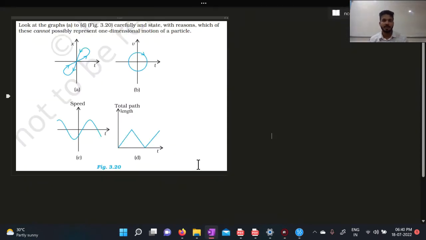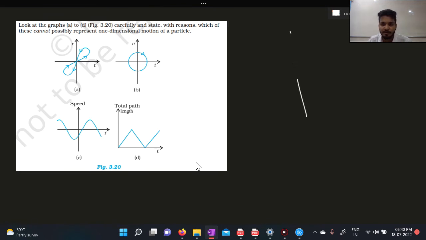Okay, so let us do this question. In this question there are four graphs given to us and we have to analyze each graph and say if the graph is possible or not. And if it's not possible, we'll also have to give a proper reasoning for this. The first graph here is a displacement time graph, which looks something like this.